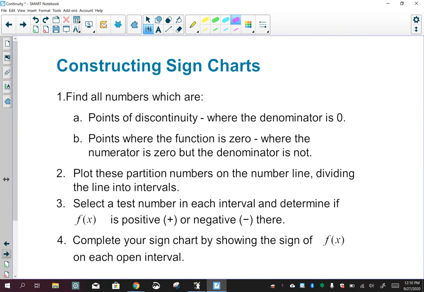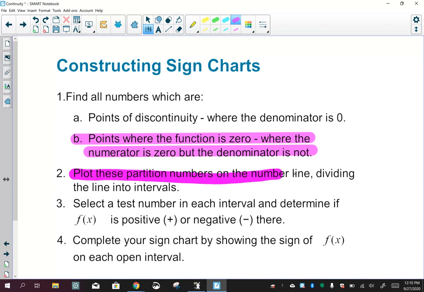So when we construct a sign chart, all we're doing today is we're going to focus on part B here. So we're going to find all the numbers for today where the function is 0, where the numerator is 0 if there's a numerator, but the denominator is not. So we don't care about the denominator for this specific part. Then what we're going to do is plot these on a number line. And then we're going to take numbers and test to see if there's actual sign changes or not. Okay. So let's take a look at the first one.